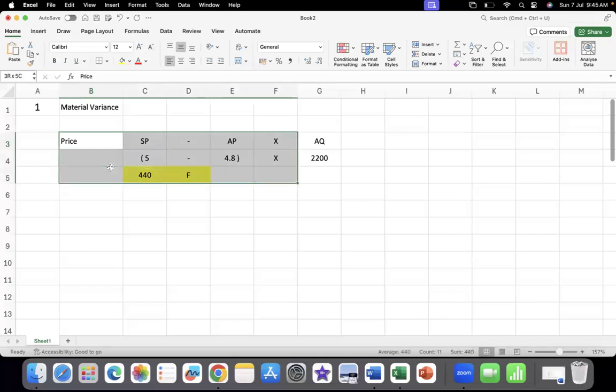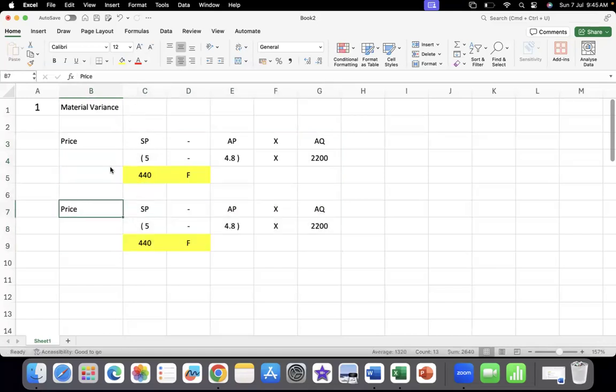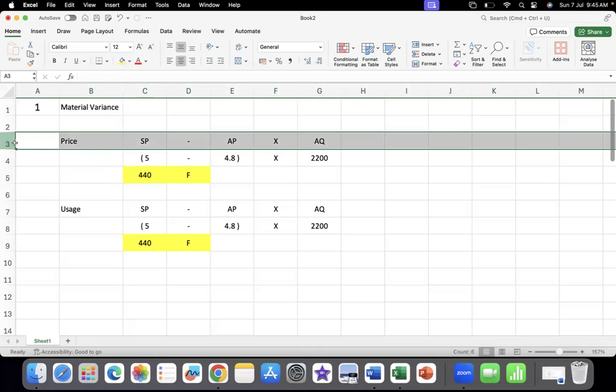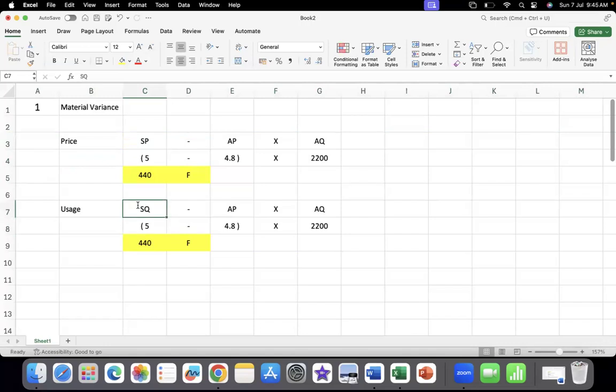The next variance is now the usage variance. So it would be standard price. If we use the same concept which we discussed in the last class, it would be standard quantity minus the actual quantity. And there was one concept which we discussed in the last class, that once the price variance gets separated, all the things are multiplied by the standard price.